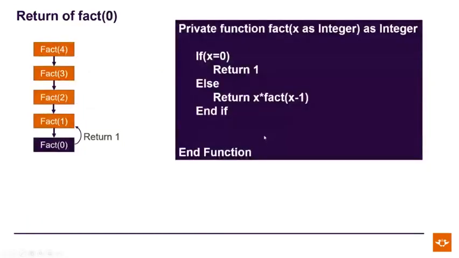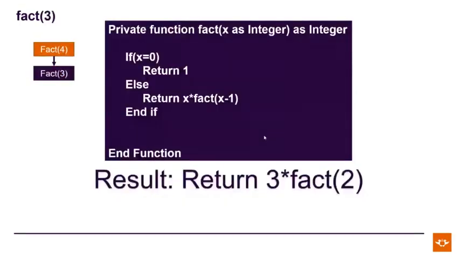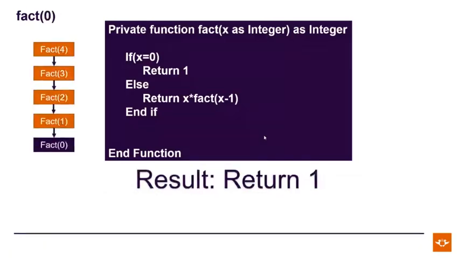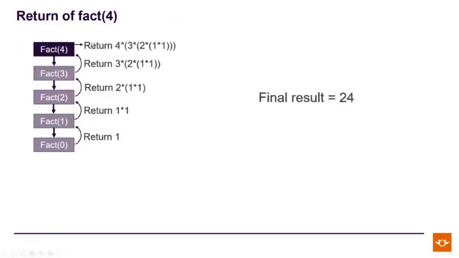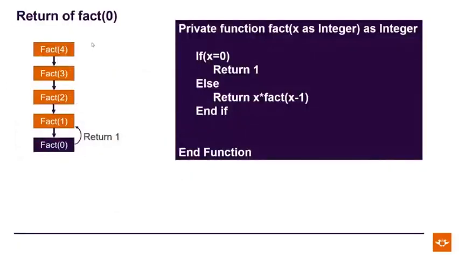So remember, we build a stack. Every time we call a function, we're building onto the stack. Once we have a solid answer, we've got to start removing from the stack, and that's what's happening here. We're removing from our stack and returning values. And we get 24.